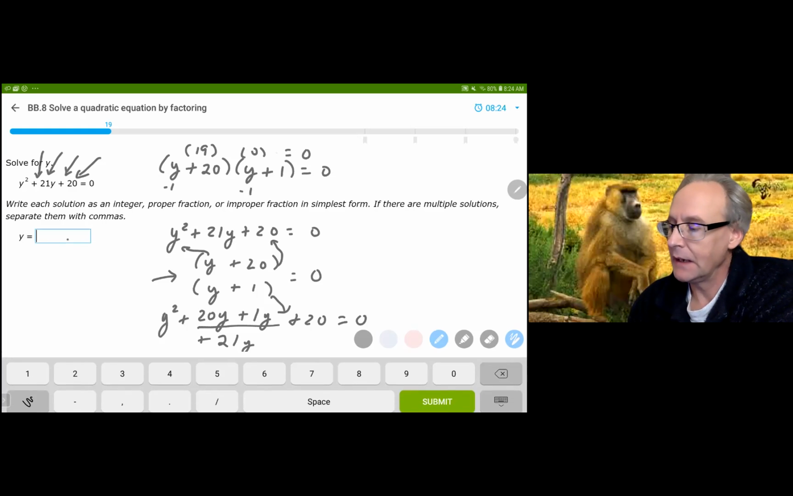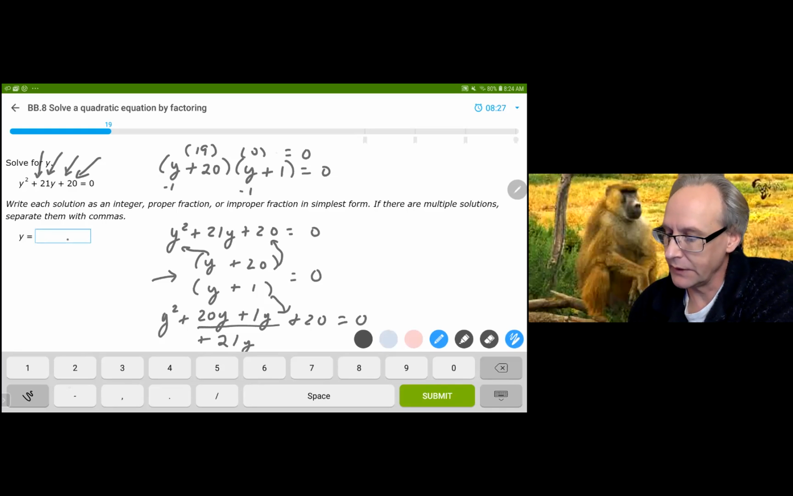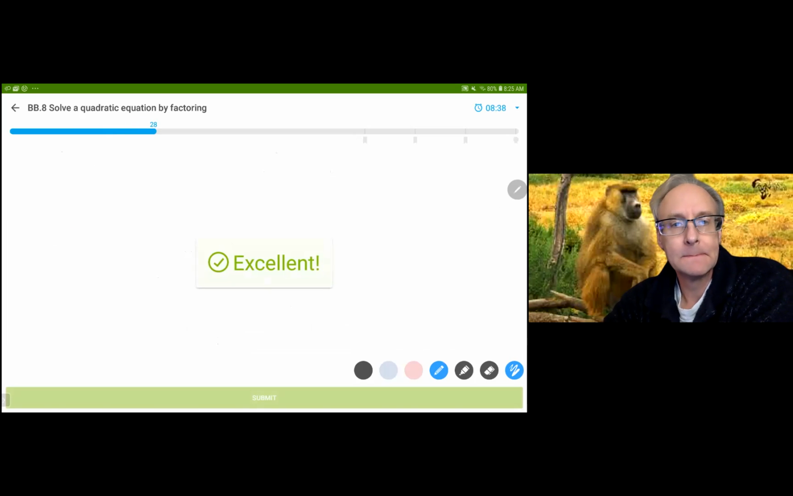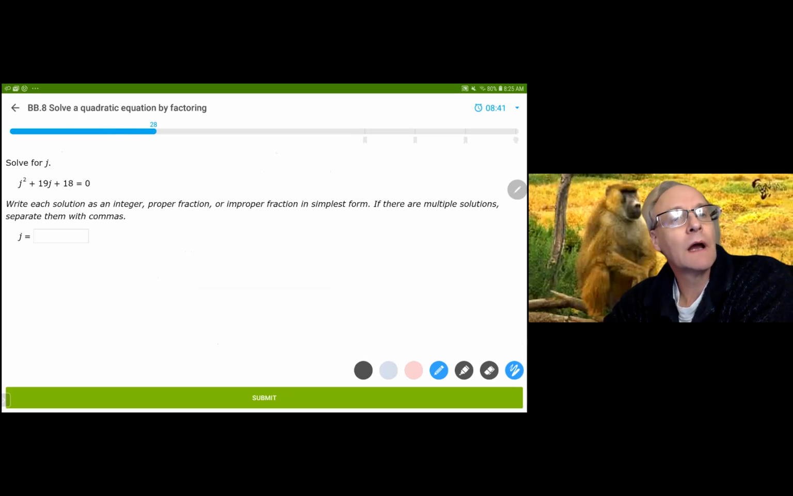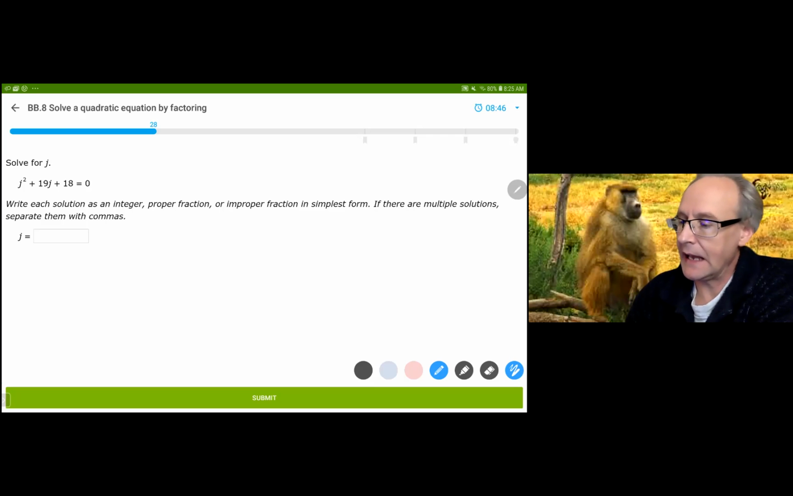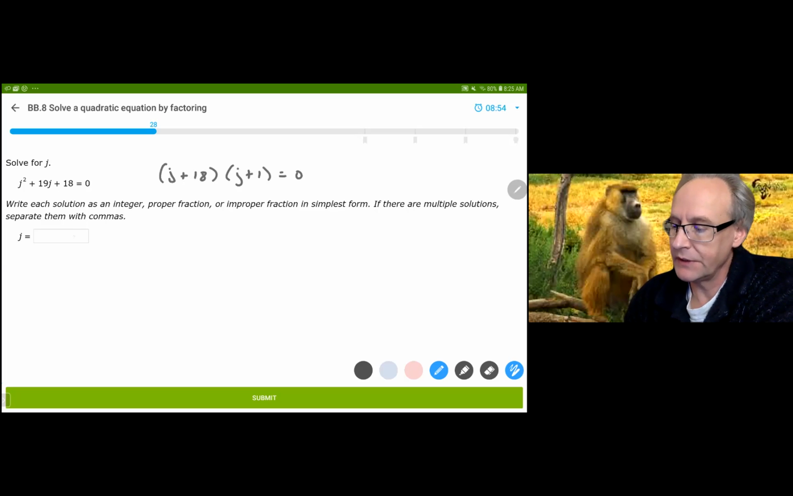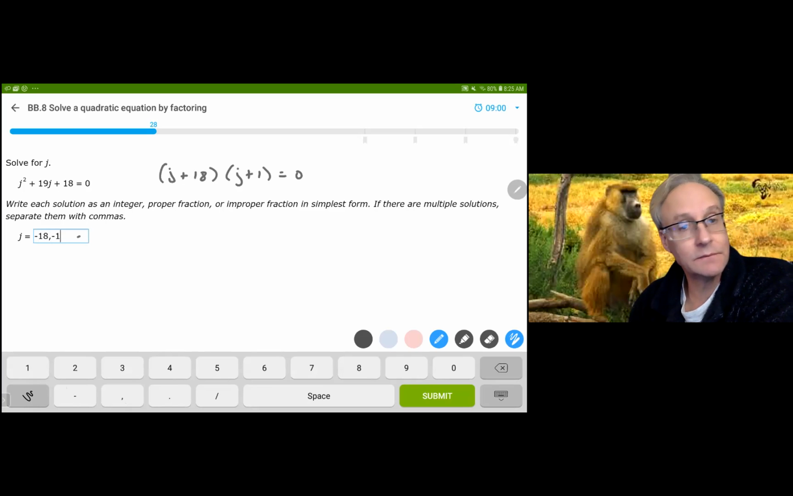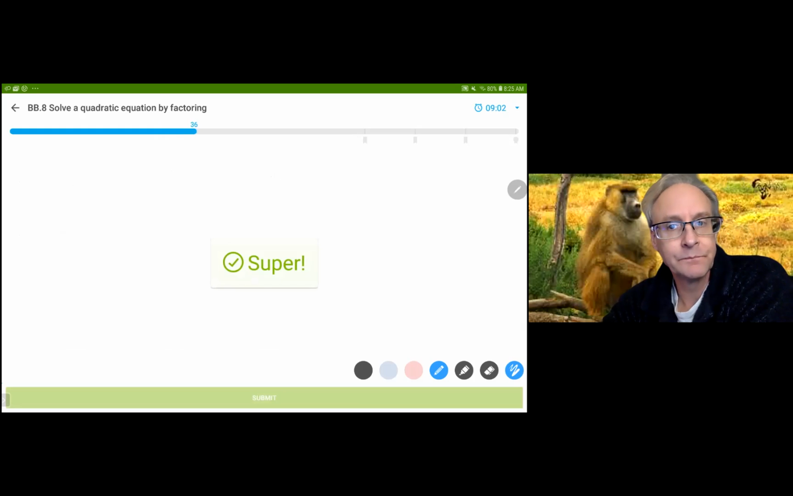That's an important idea. Anyway, I have negative 1 and negative 20. And those are my solutions. We also call them roots or zeros. Okay, looks like a very similar situation. Hopefully you can see that we're looking at j plus 18 times j plus 1 equals 0. And my solutions are going to be negative 18 and negative 1. That's it. Done. That easy.